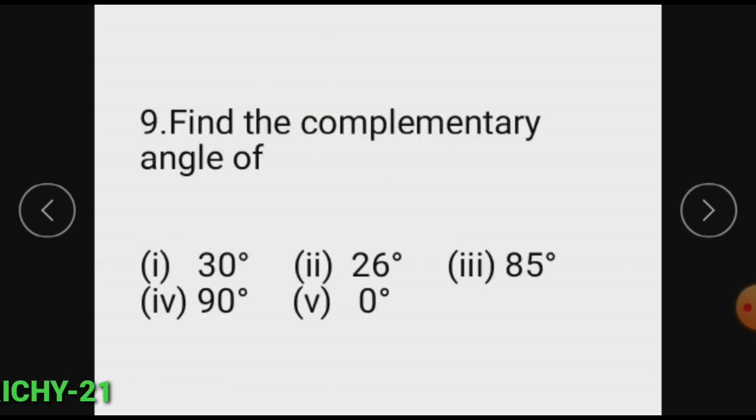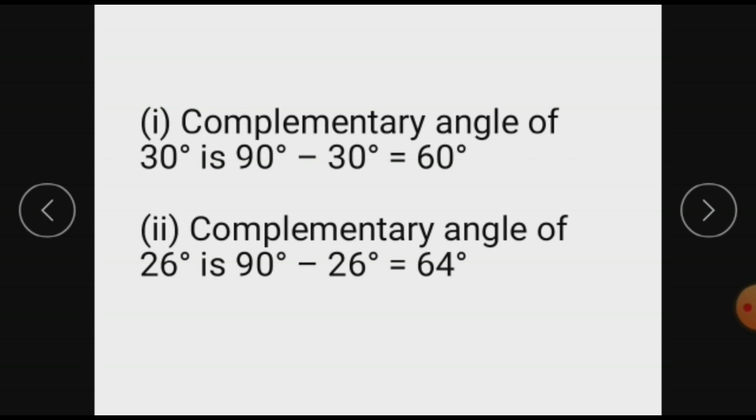Question number 9. Find the complementary angle of the following. Subdivision 1. Given angle is 30 degree. The complementary angle of 30 degree is equal to 90 minus 30 equal to 60. So the complementary angle of 30 is 60 degree.